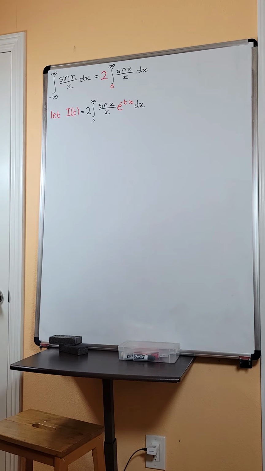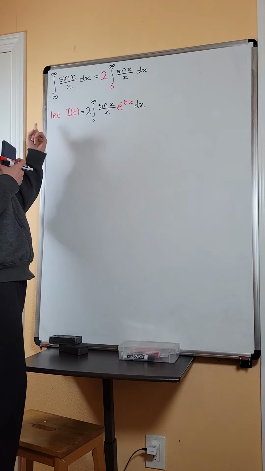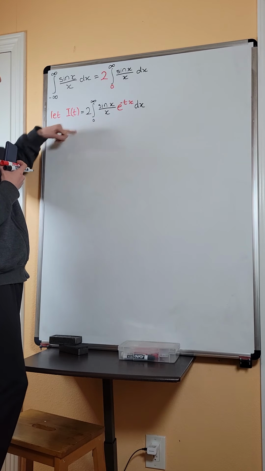So what's the second step to using Leibniz rule for integration? Just differentiate both sides with respect to your new parameter, right? T.